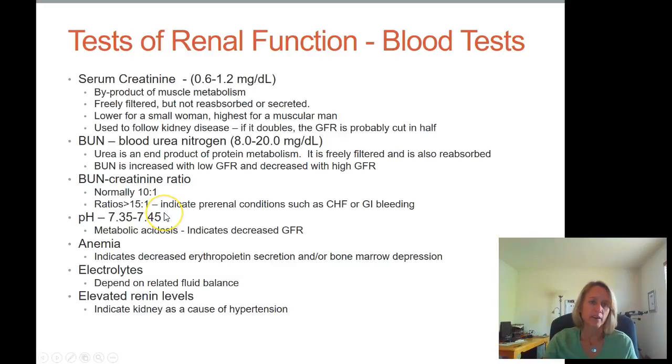Now, if the kidneys start to fail, we would see a change in pH. Normal pH of the blood should be about 7.35 to 7.45. Metabolic acidosis, due to decrease in kidney function, can indicate decreased GFR. Anemia can indicate decreased erythropoietin secretion, or it could be bone marrow depression. Electrolytes are going to depend on related fluid balances. Elevated renin levels could indicate kidney as a possible cause of hypertension.